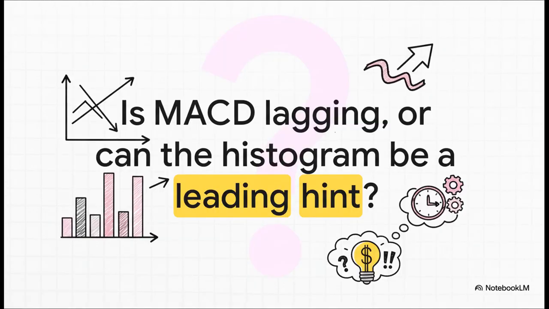We call the MACD a lagging indicator, right? Because it's based on past data. But what about the histogram? If you're watching those bars and you see them start to shrink, you're seeing momentum fade in real time, often before the lines even think about crossing. So is it possible that the histogram gives us a little leading hint of what's just around the corner? Just something to think about.